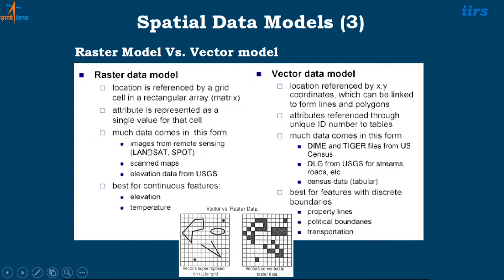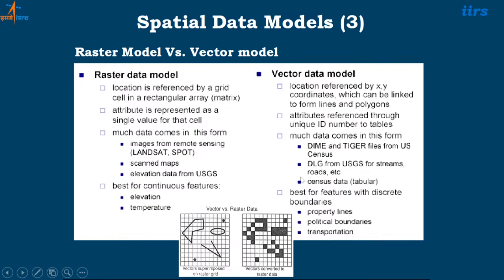Much data comes in the form of images. Here we have different formats called DIME, TIGER, and Shapefile is also a very popular format. Even your GeoJSON or KML files are all under vector data. Raster is good for elevation or temperature, for continuous features, whereas vector is good for discrete boundaries like property, country or political boundaries, or transportation.